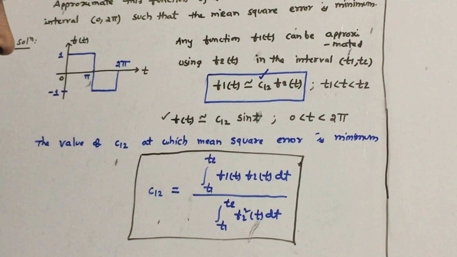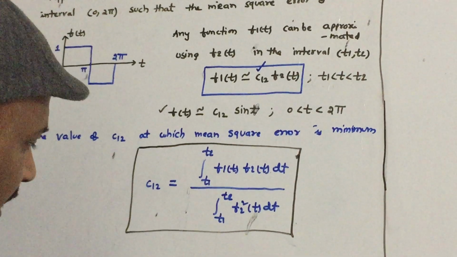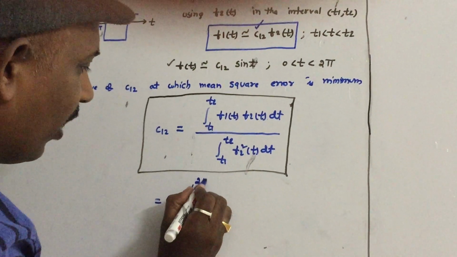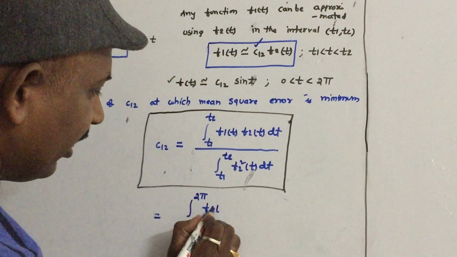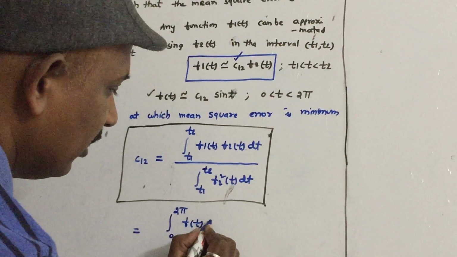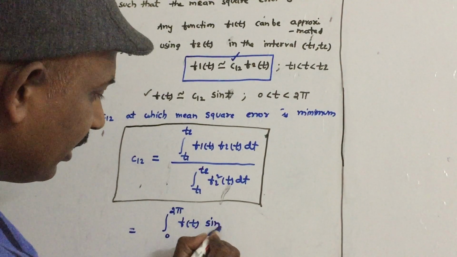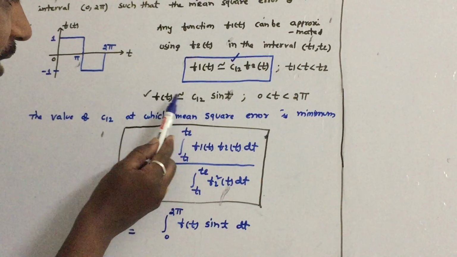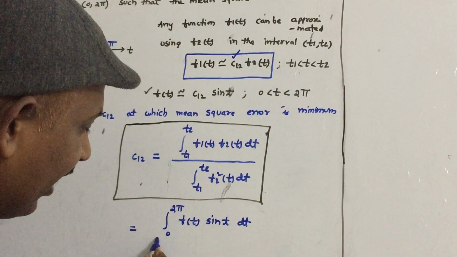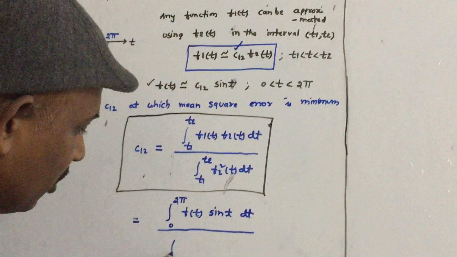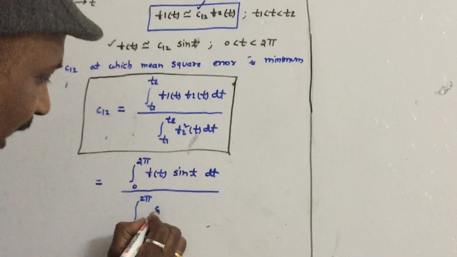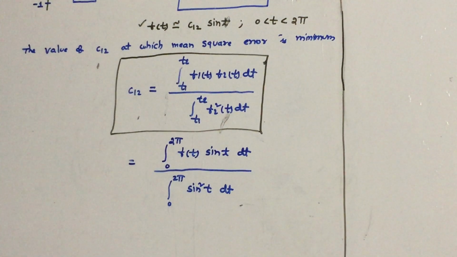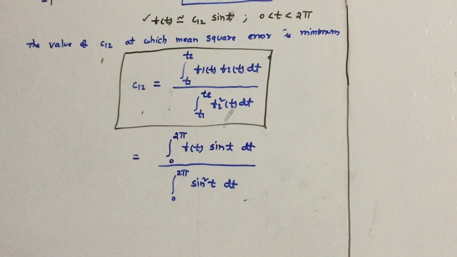Very simple. Now let us change the limits. The given interval is 0 to 2 pi, f1 of t is f of t, and f2 of t is sin t. So you can directly take C12 equal to the integral of f of t into sin t dt, divided by the integral from 0 to 2 pi of sin square t dt. You have to evaluate this integral and you will get the answer.